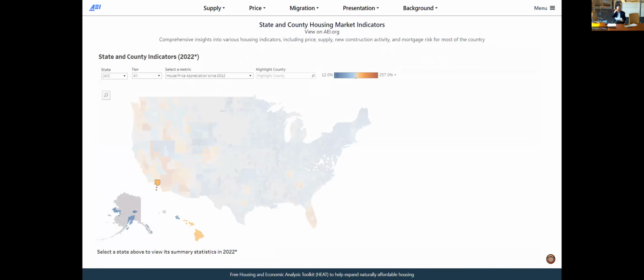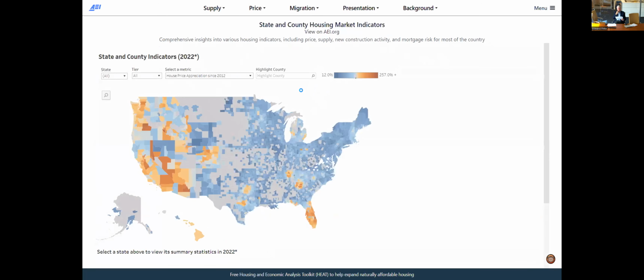A lot of the country is blue. A lot of these are rural areas. They have much lower house price appreciation. If you highlight LA, you'll see the darker reds and oranges are out west and in Florida. And then there's some areas around, this looks like Nashville and Atlanta. You see a bit in Texas, up in the Northwest. But you get a feel for where the house price appreciation is the strongest.